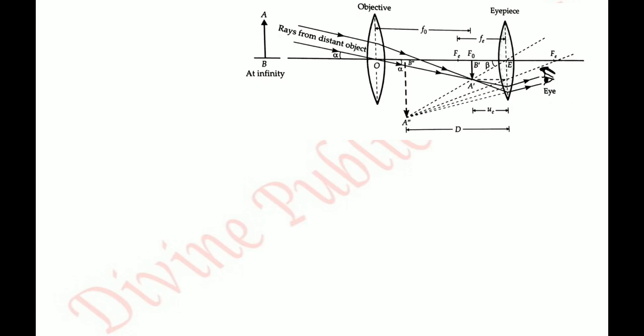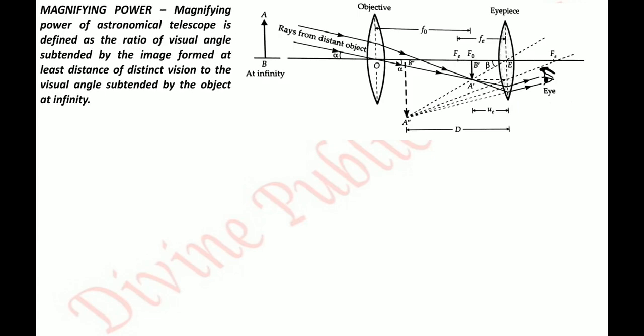Okay, now we define magnifying power. What is magnifying power in this case? The magnifying power of an astronomical telescope, as you all know, is defined as the visual angle subtended by the image to the visual angle subtended by the object. But this time the object is at infinity. So we'll say that the magnifying power of an astronomical telescope is defined as the ratio of the visual angle subtended by the image formed at the least distance of distinct vision to the visual angle subtended by the object at infinity.